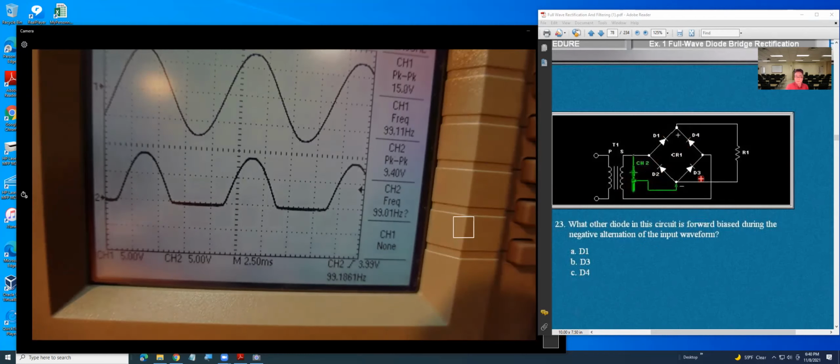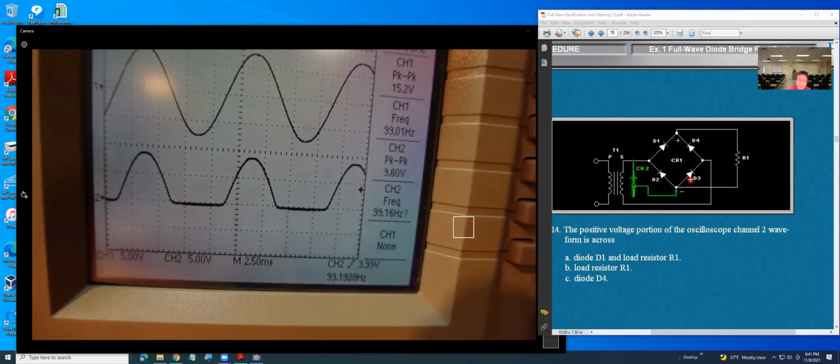Remember, positive voltage, that means the positive voltage D1 and D3 will be on. Okay, and when they measure, they say measure from here to here. I think the answer is A.